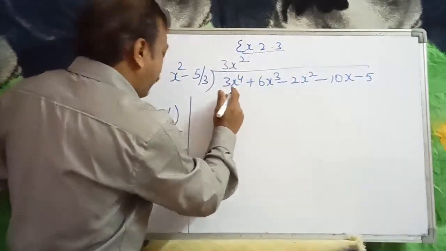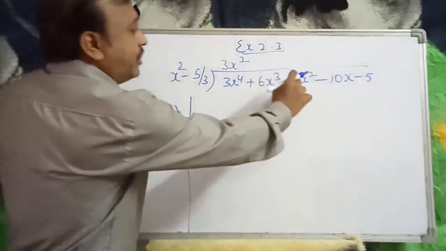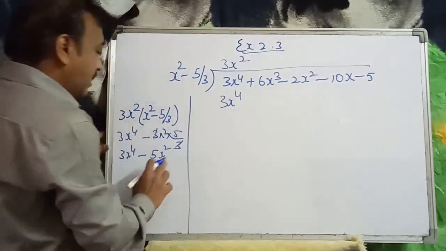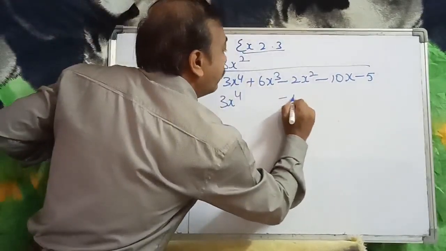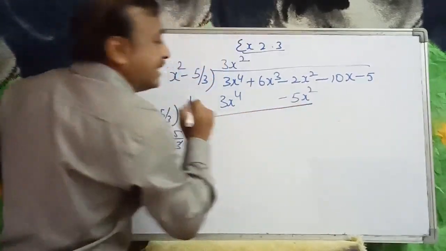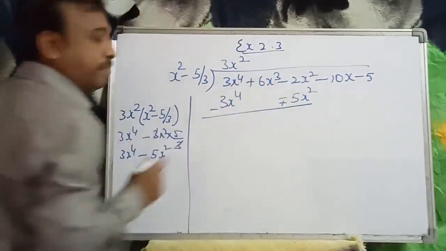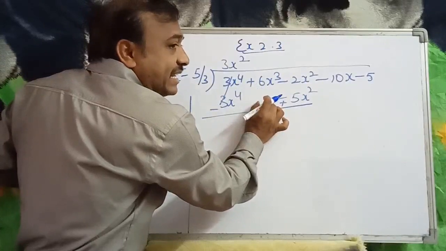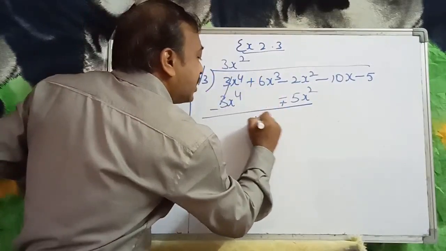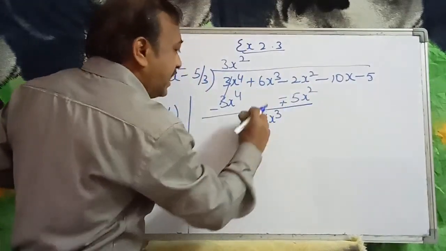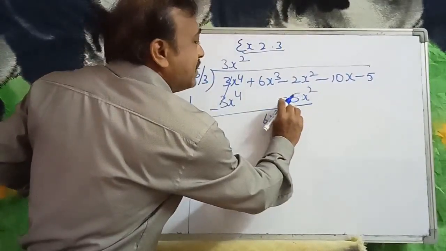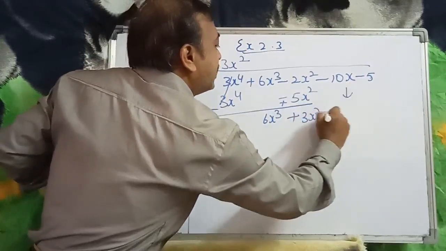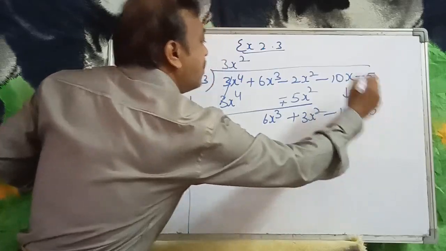So 3x to the power 4 minus 5x square. Under x power 4 you write x power 4, under the x square term you write the x square term. So 3x to the power 4, then minus 5x square. Subtraction, minus becomes plus. These two cancel, and here you have 0. Nothing is there in the down, that is 0. Then the first term 6x cube, then plus 3x square, and bring down the terms, that is minus 10x and minus 5.